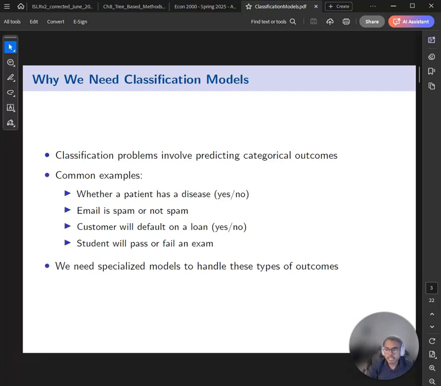The thing is, these types of outcomes require specialized models designed specifically for categorical data. We can't just apply our standard linear regression models in these situations because we need something different that can properly handle these yes or no types of questions. And this is where classification models come in.